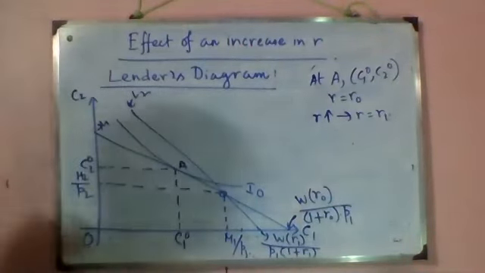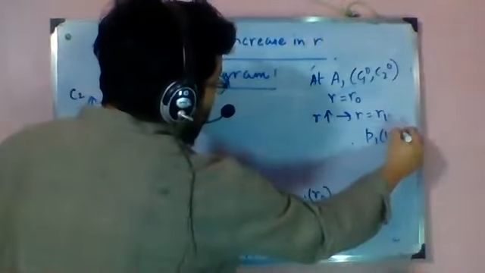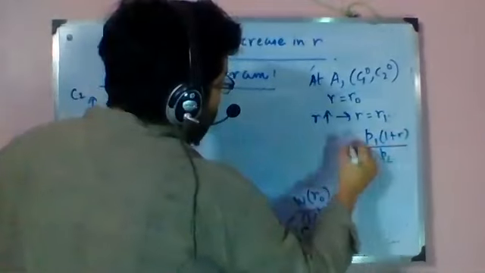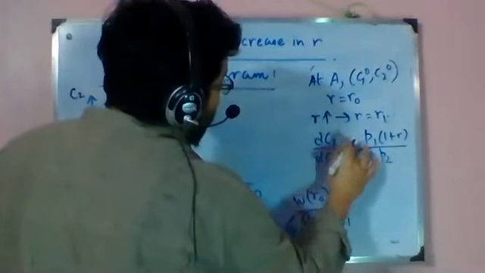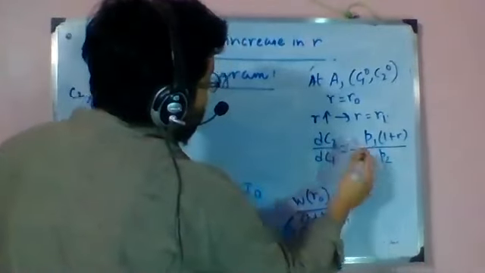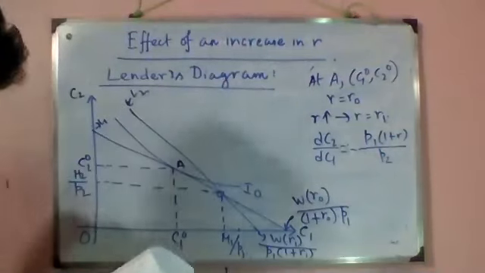The reason is very simple. The slope of a budget line is minus P1 into (1 plus R) by P2, sorry, I have to put a minus here. So this is our dC2 by dC1. So R increases, the budget line becomes steeper.